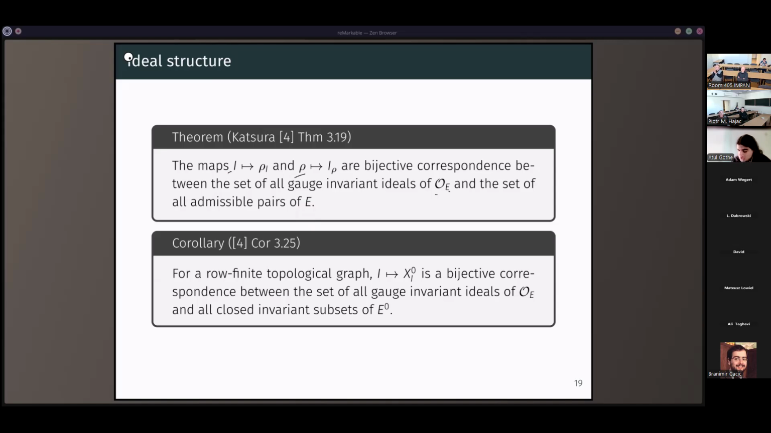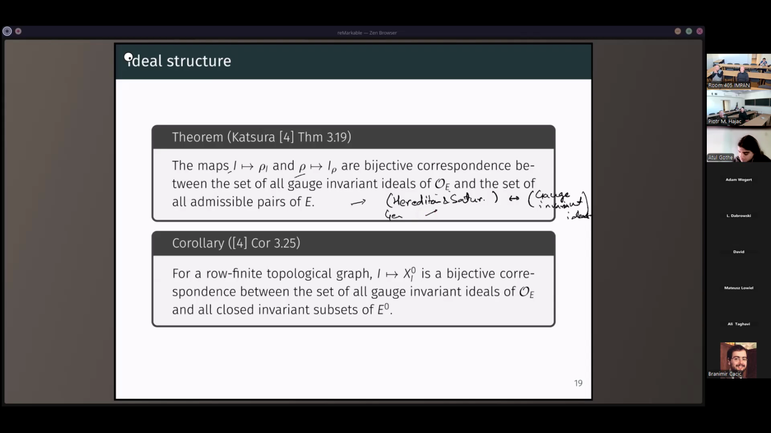Again, this is just a generalization of, for classical graphs, hereditary and saturated subsets and gauge invariant ideals. So this is just a generalization of what is already known in the literature for usual directed graphs.